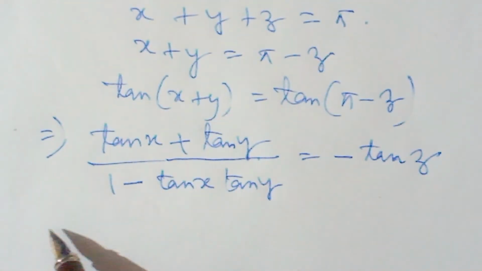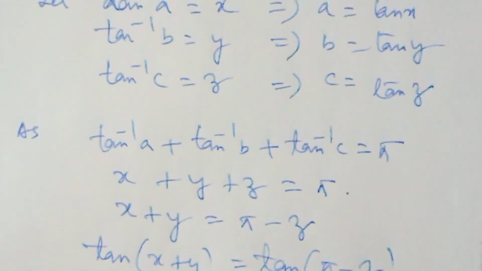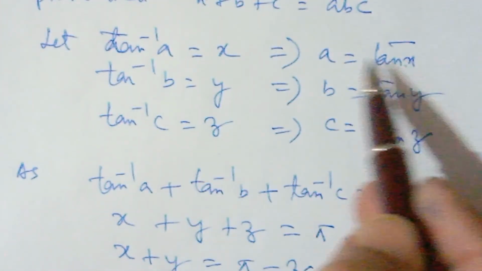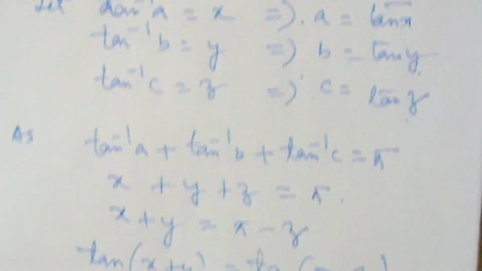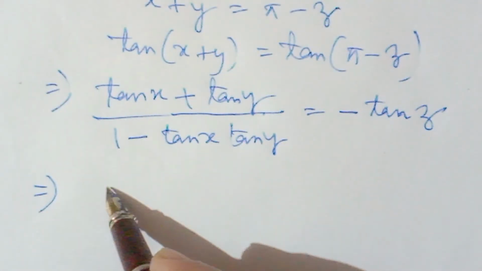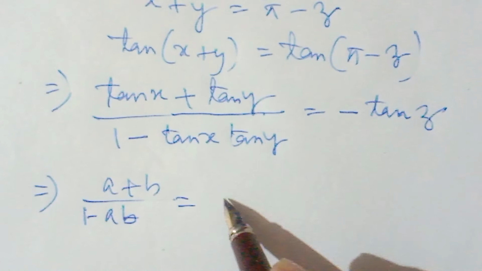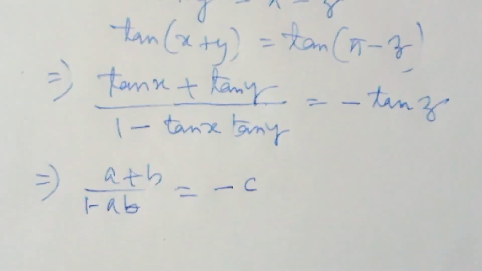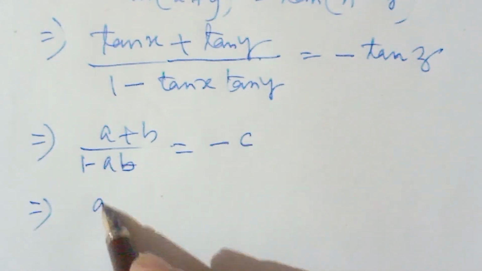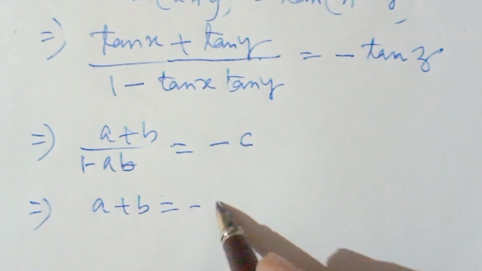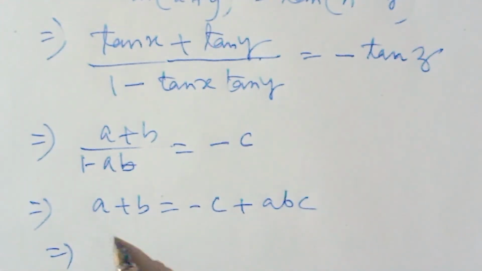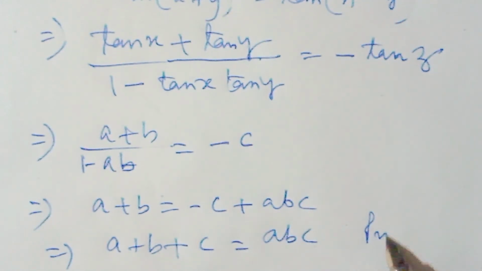Then what we have got, tan x. So what is tan x? Tan x is a, tan y is b, tan z is c. Now we'll replace these values, then we get a plus b over 1 minus ab equals minus c. So we'll multiply: a plus b equals minus c plus abc. So a plus b plus c equals abc. So it's proved. So this way we can solve.